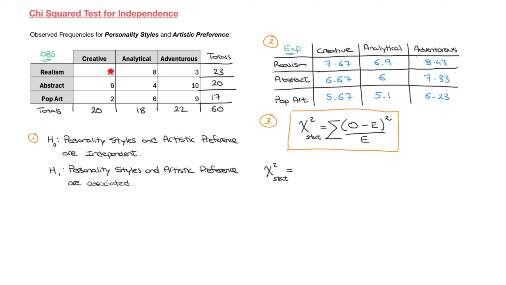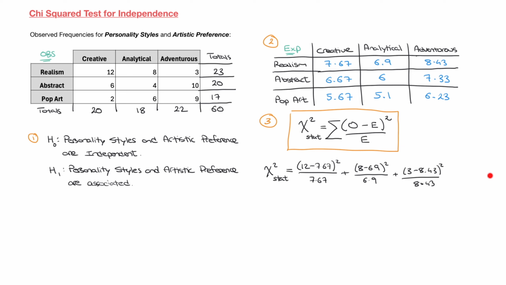So for the first observed frequency, that's 12, we'll do 12 minus 7.67 squared over 7.67. So I'll write that out. That's 12 minus 7.67 in parentheses squared over 7.67. I carry on. Our next observed value is 8, so we'll have 8 minus 6.9 in parentheses squared divided by 6.9. I carry on. For the next observed value, we have 3. So we do 3 minus 8.43, and we square that as well. So that's 3 minus 8.43 in parentheses squared over 8.43.